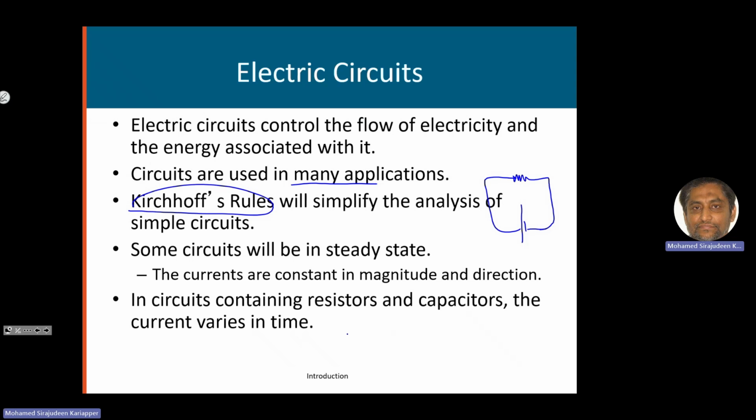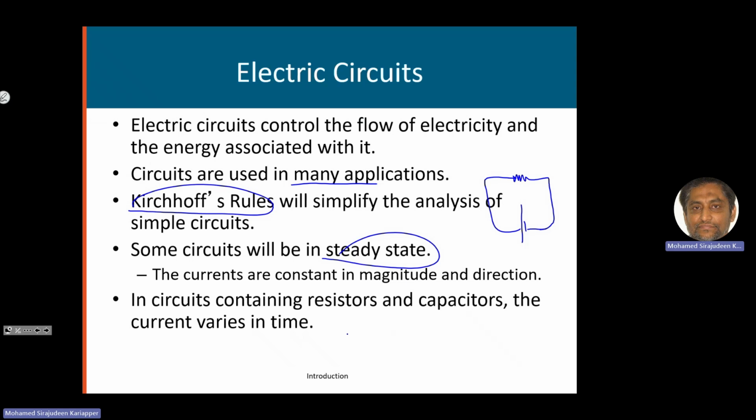Some circuits will be in steady state, meaning the current will be constant. It does not change with time. So the currents are constant in magnitude and direction. It will be flowing in the same direction. It will not reverse its direction.